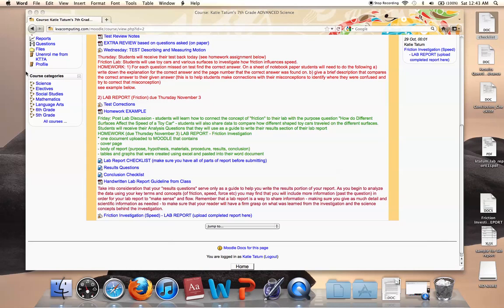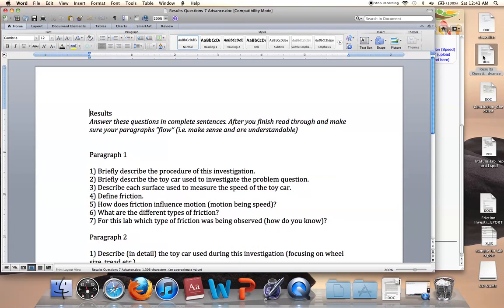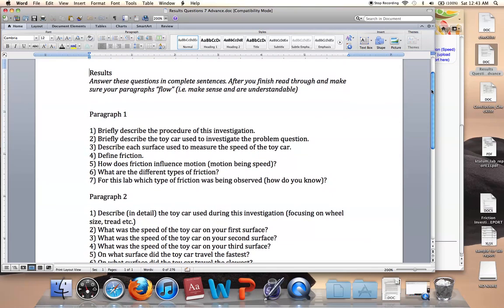The second document that's provided for you says results questions. When you open this document, you will see that it's called results. Answer these questions in complete sentences. After you finish, read through and make sure your paragraphs flow. In other words, they make sense and they're understandable and relevant to the science concepts of this investigation.